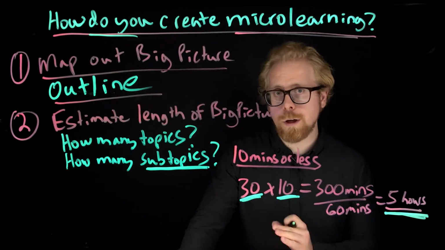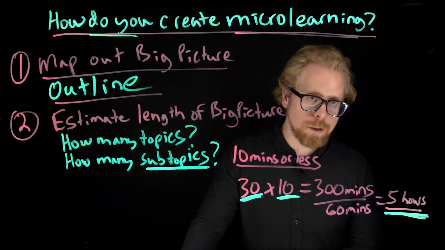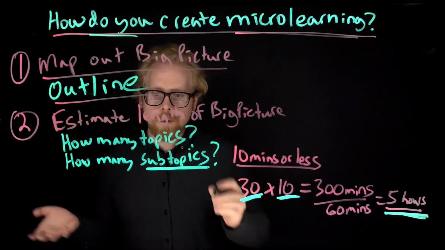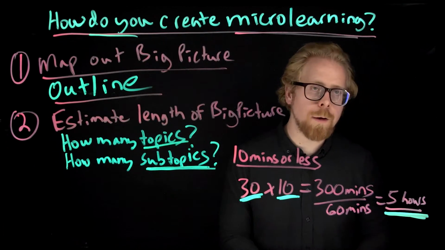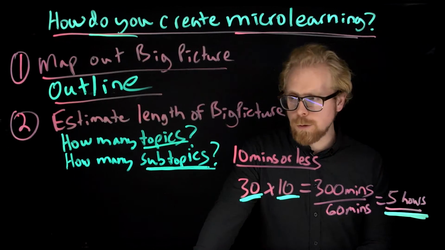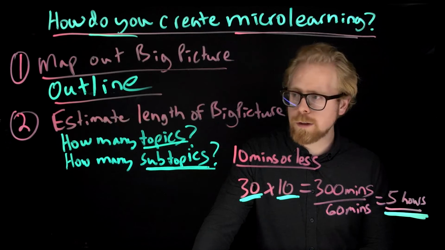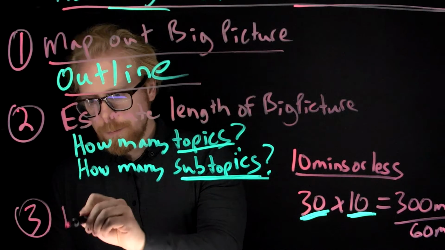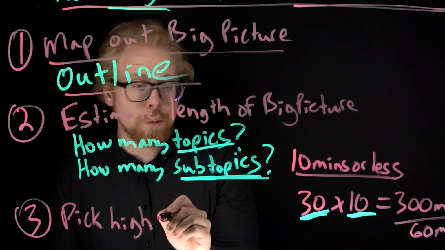Now, if you are looking at just creating a couple microlearnings, the cool thing is you've already built out the big picture outline. You've broken it down into topics, subtopics. You figured out that you have 5 total hours of content. Well, if your goal in the first place was to only build 30 minutes of content for your microlearnings, well, now all you have to do is step 3, pick highest priority topics or subtopics.